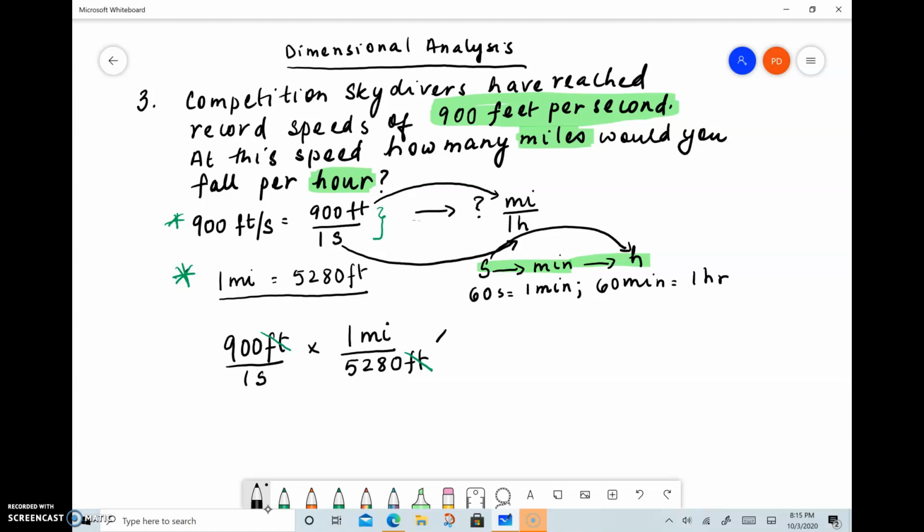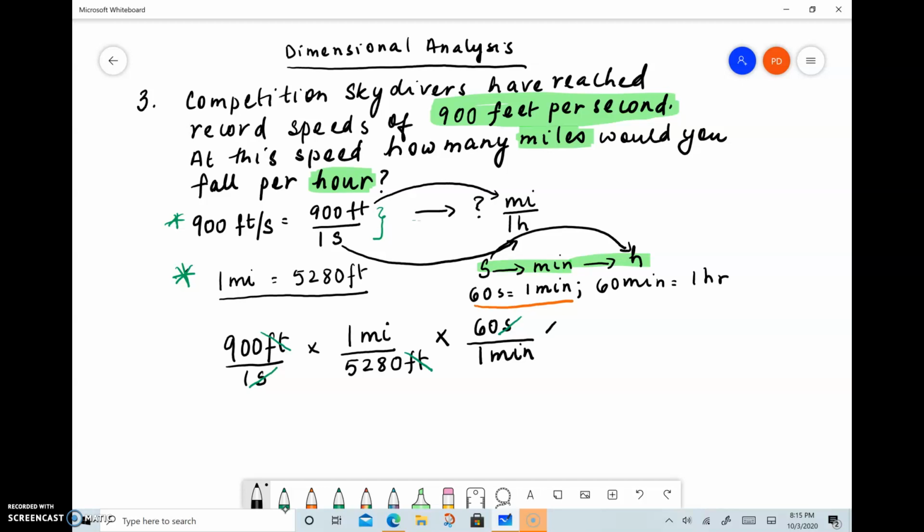And next, so now we have converted feet to miles. Our next step is to convert seconds to minutes. And to do that, we have to do this in 2 steps. First, let's convert seconds to minutes. So the seconds have to cancel out. We want minutes in the denominator. So 60 seconds over 1 minute. Okay, let's just double check. Make sure the seconds cancel out. So now we have miles per minute as the units.